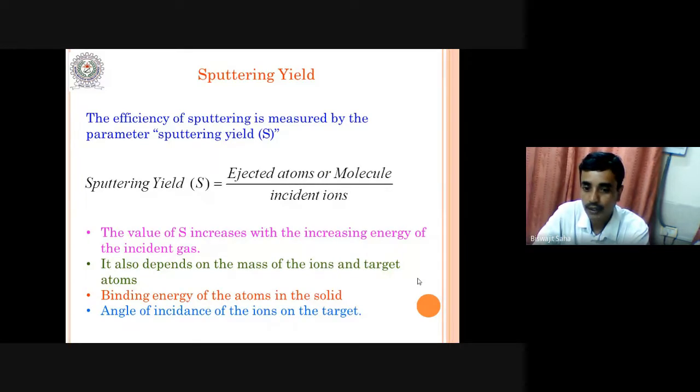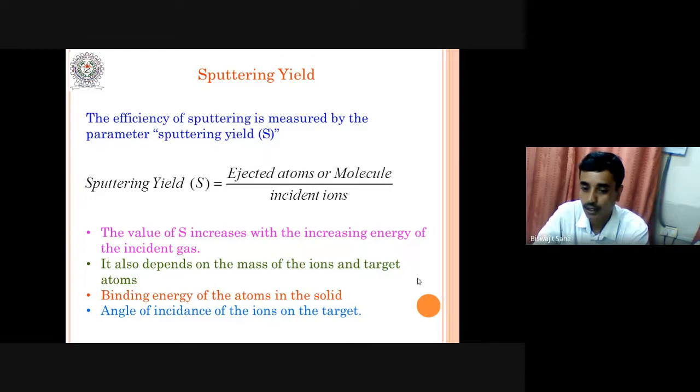The S value increases with the increasing energy of the incident gas, and it also depends on the mass of the ion and target atoms. Because if the target is, let us consider, zinc oxide and say cadmium oxide, if the cadmium is heavier than zinc, then of course the cadmium ions will be less in number, being detached from the solid target. And the binding energy of the atoms in the solid is also important.